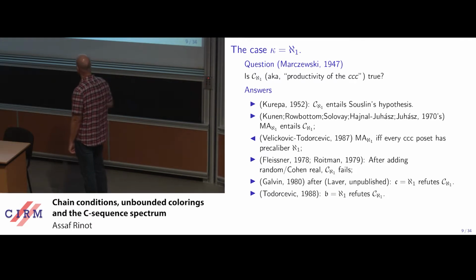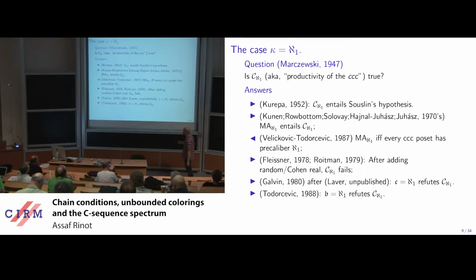And then there are more results. There are results involving forcing, so you can force to add random reals or Cohen reals and get counterexamples to productivity of CCC. And the last thing is that you can use cardinal invariants. So if you have CH, then Galvin constructed from CH a counterexample to productivity of CCC. And Todorcevic reduced this to this cardinal invariant, the bounding number equal Aleph 1. So from some sort of cardinal invariant assumptions, you can cook up counterexamples to productivity of CCC.